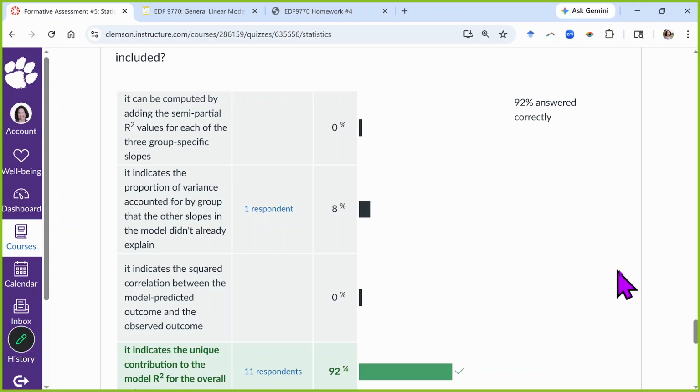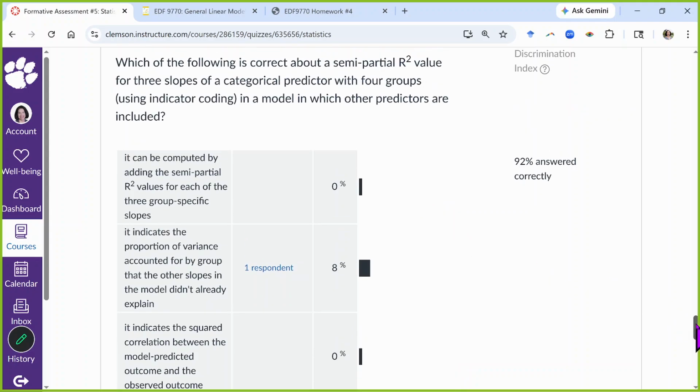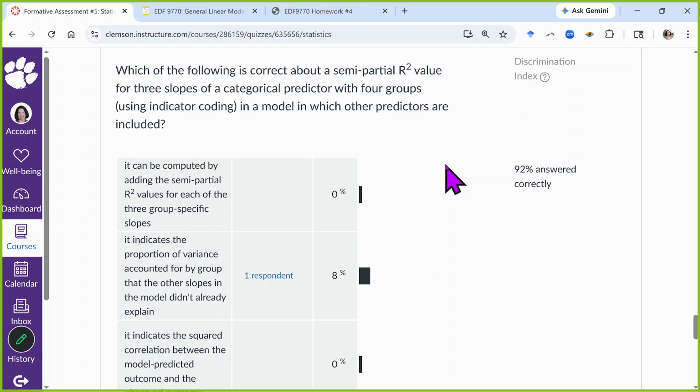Semi-partial and partial R was the last one. A couple of folks asked about this. So what's the difference? Let me just review before we get into the question. What's the difference between partial and semi-partial? It's been 2 whole weeks.